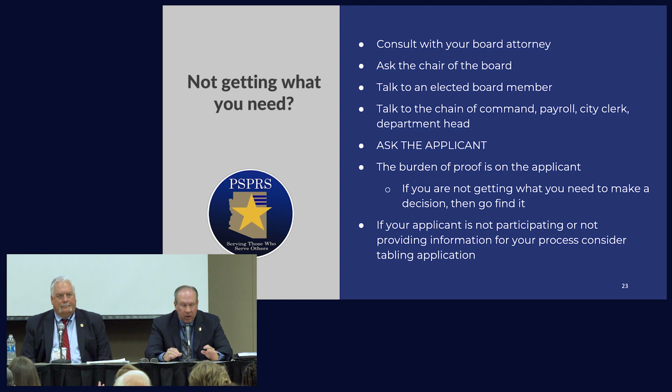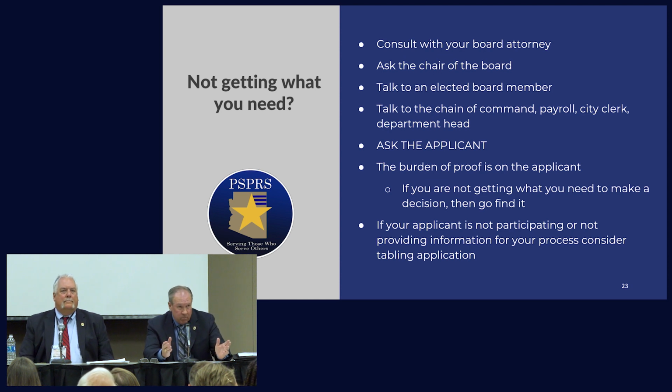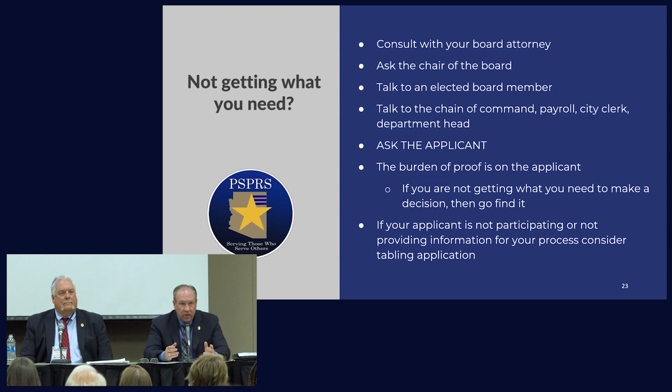If you're not getting what you need, make a decision to try to go find it. If he's not participating or she's not participating and not giving you the information you need, you can't make a decision. So you can table it for a while, work with your attorney. How long do we table this? Or you can say, I'm not getting the information I need, I'm going to deny this.